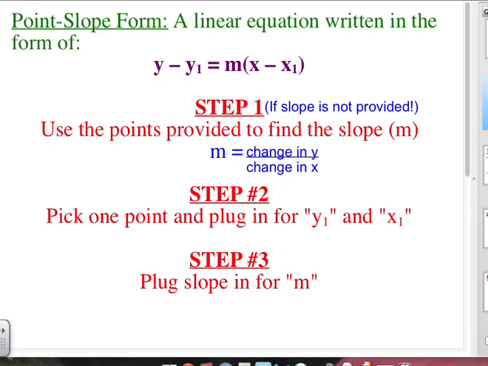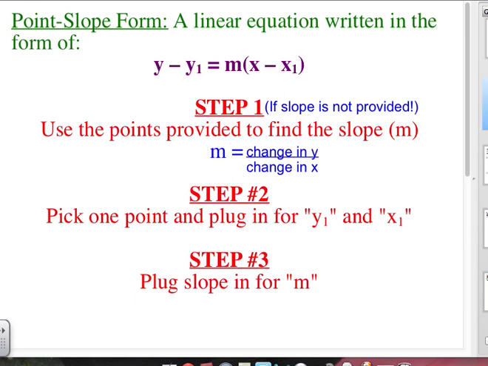This page, I'm going to highly suggest that you put me on pause and write all this down. Or if you're good at taking screenshots, you might want to take a screenshot and print this thing out. A lot of good information on here. Again, there's a definition for point-slope form. It's just a linear equation that's written in the form of y minus y1 equals m times, parenthesis, x minus x1, okay?